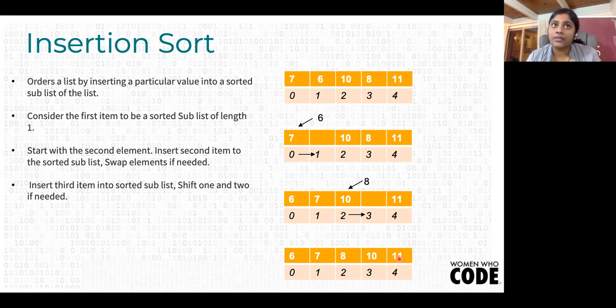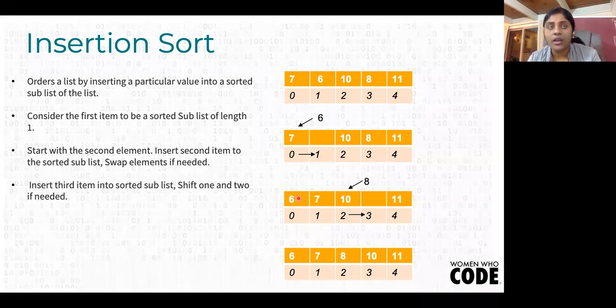And then comes 11. 11 is compared with 10. It's smaller. Compared with 8, it's smaller. It's compared with 7, 6. So you keep comparing the elements prior to it to make sure that those elements are smaller. If it is greater, then you perform the swap. So you keep shifting the elements as needed.